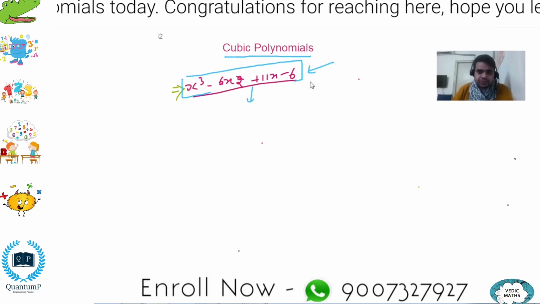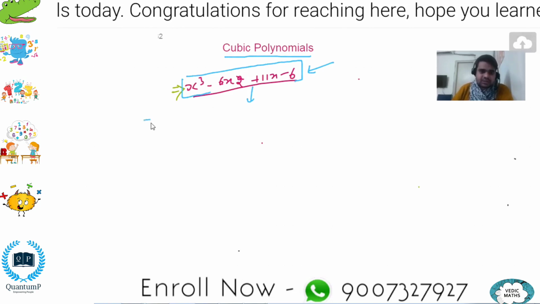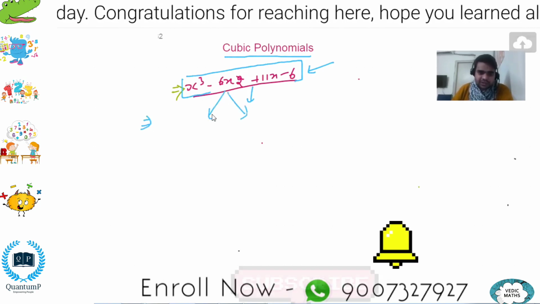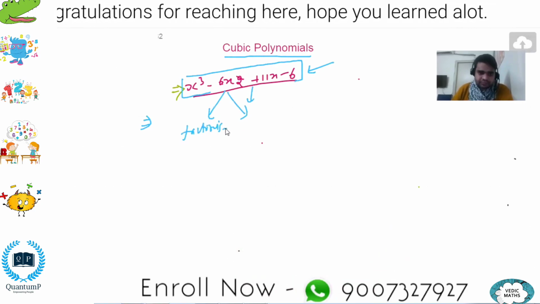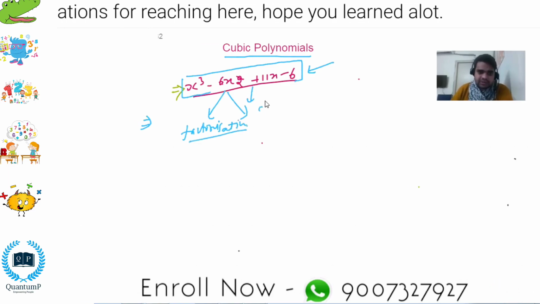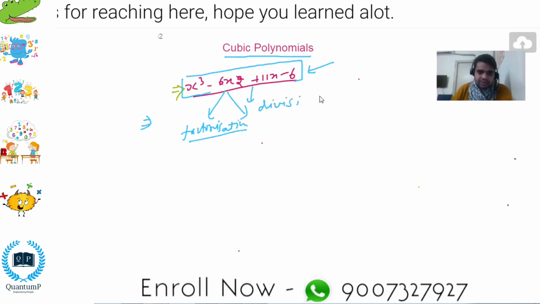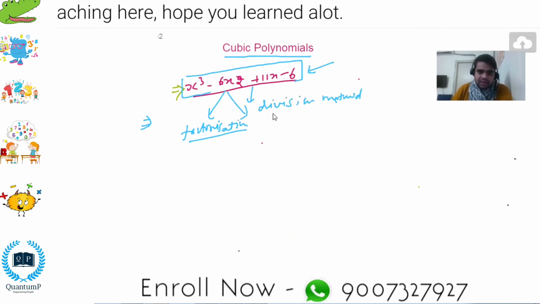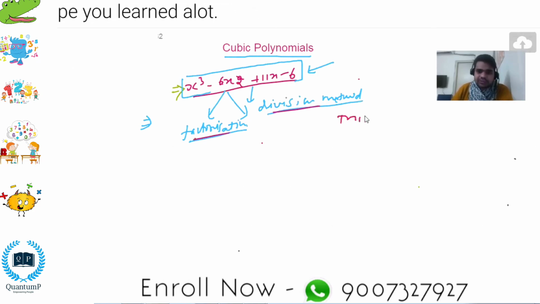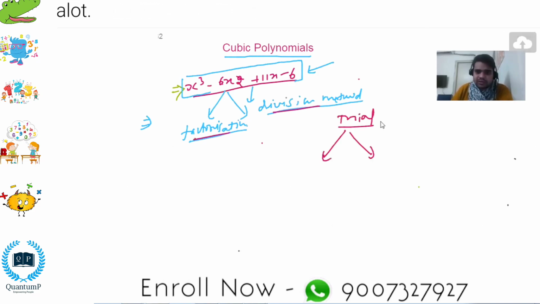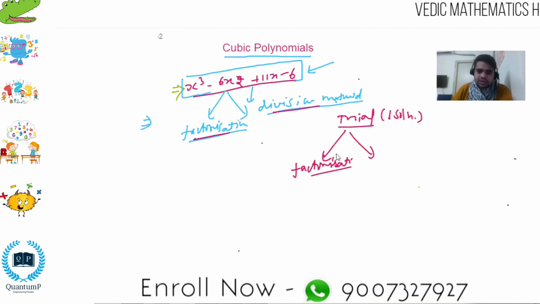Okay, so let's solve this cubic polynomial by two methods. The first method is factorization, and the second method is the division method. In every method, the first step is trial. We'll do the trial and find one solution. We'll always get one solution by trial, and the other two solutions we'll get by either factorization or by division.